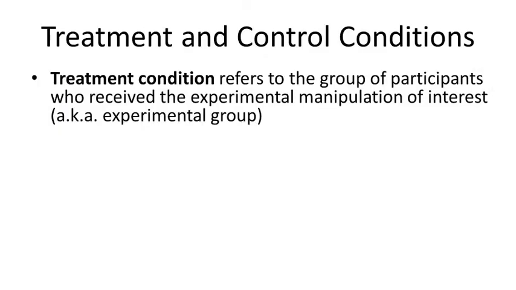Now, when it comes to doing any kind of experimental design, whether it's between or within, you're going to have a treatment group and a control group. And in the between subjects design, these are completely separate conditions. These are completely separate groups of people. And when we talk about this treatment group and control group, here's what we mean. The term treatment condition refers to a group of participants who have received the experimental manipulation that you're interested in.